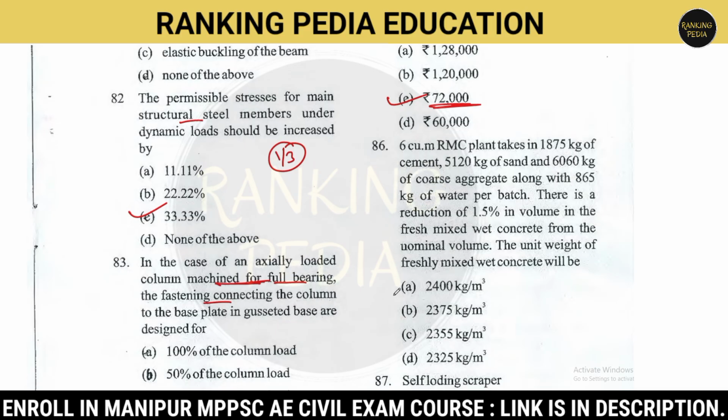Question number 86 states: a 6 cubic meter RMC plant takes in 1875 kilogram of cement, 5,120 kilogram of sand, 6,060 kilogram of coarse aggregate, along with 865 kilogram of water per batch. There is a reduction of 1.5% in volume of the fresh mixed wet concrete from the nominal volume. The unit weight of freshly mixed wet concrete will be? So we have to find out the unit weight of freshly mixed wet concrete.